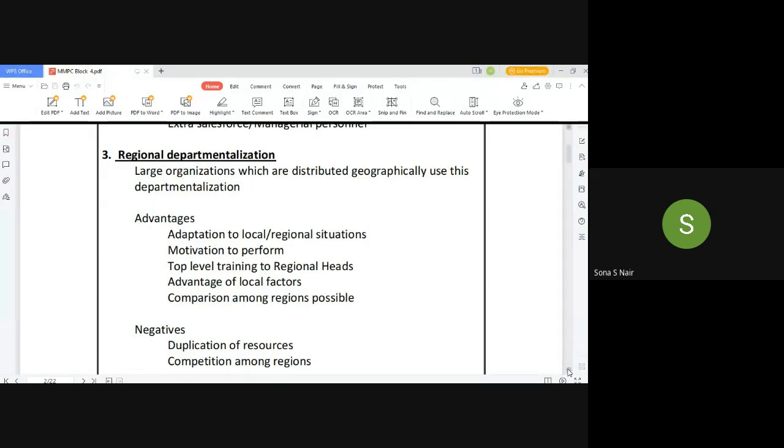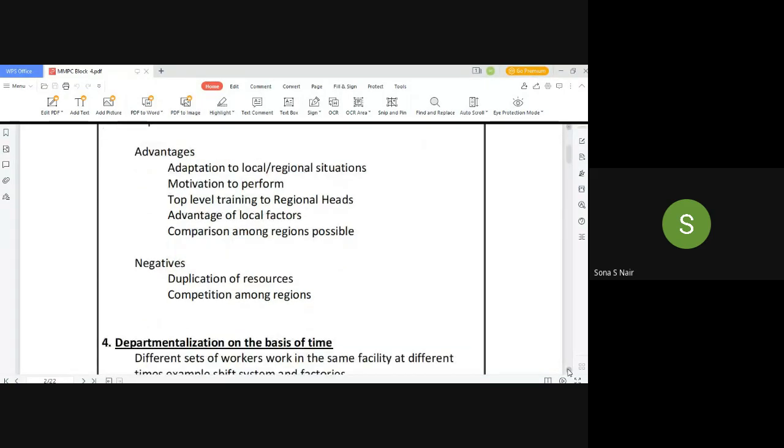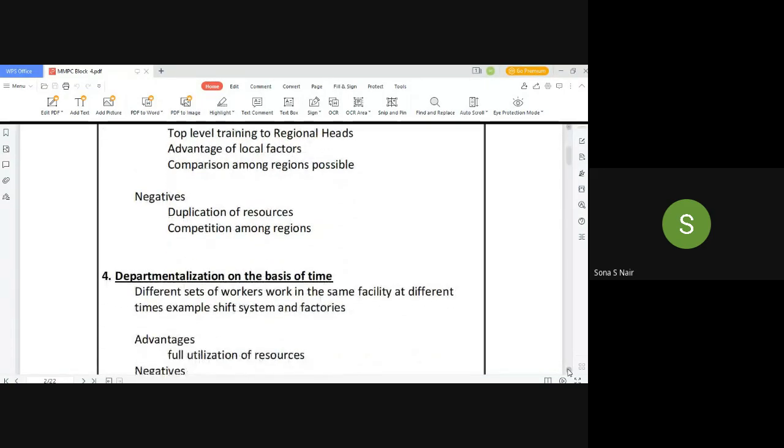Advantage of local factors, obviously. Comparison among regions is possible. Like in the case of products, comparison among regions is also possible. Negatives again, duplication and competition. This is an important one.